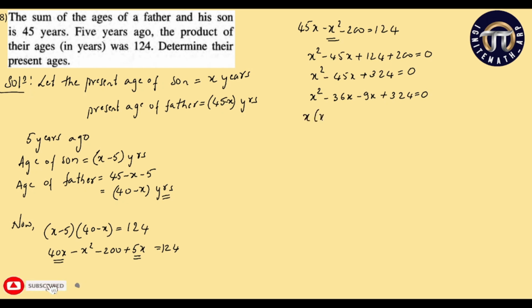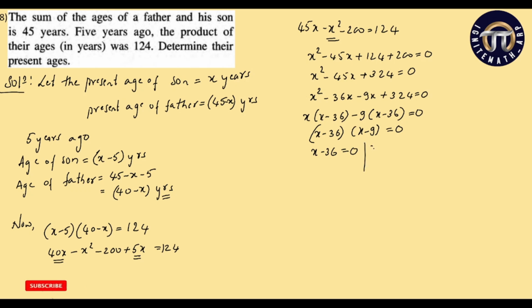Then x is taken common: x into x minus 36, minus 9 into x minus 36 is equal to 0. So x minus 36 times x minus 9 is equal to 0. So x minus 36 is equal to 0, or x minus 9 is equal to 0. This is nothing but the zero product rule. So x is equal to 36, and x is equal to 9 I get. Clear, children?